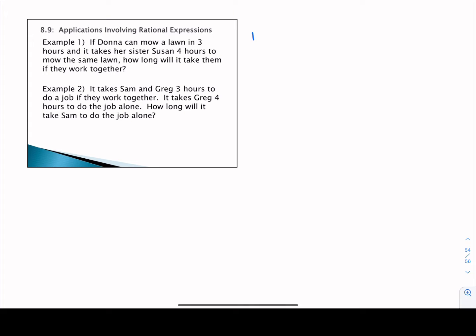When we talk about work rates, we're just going to do a little bit of a preamble here to remind you about how to think about a work rate. Basically what we're saying is the number of jobs you can do divided by the number of hours it takes you to do something. So when we talk about work rates, we want to think of it kind of like jobs divided by hours.